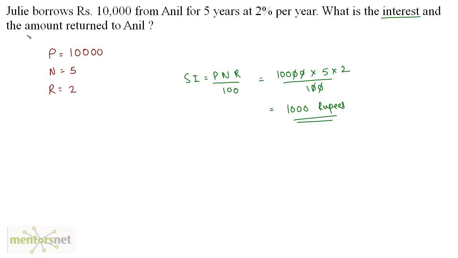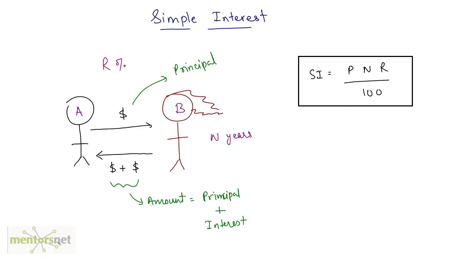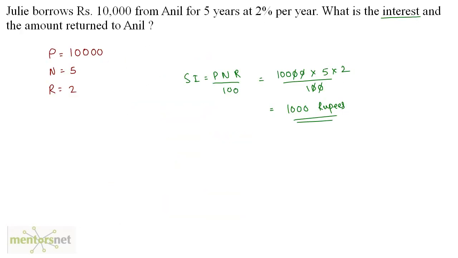Now we have also been asked the amount that is returned to Anil. Amount is actually principal plus interest. So we have amount is equal to the principal, 10,000, plus interest, 1,000. So therefore the amount that's returned to Anil is equal to 11,000 rupees. So most of the questions involving simple interest are pretty straightforward. You just need to remember the formulas.